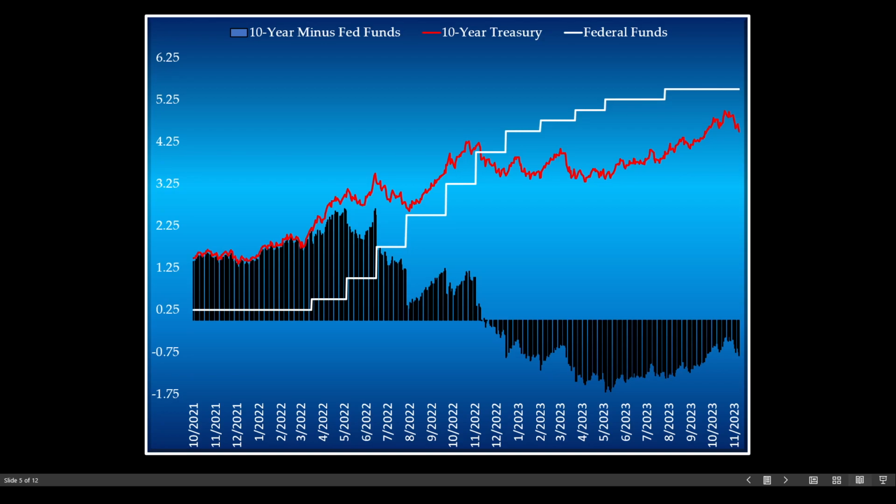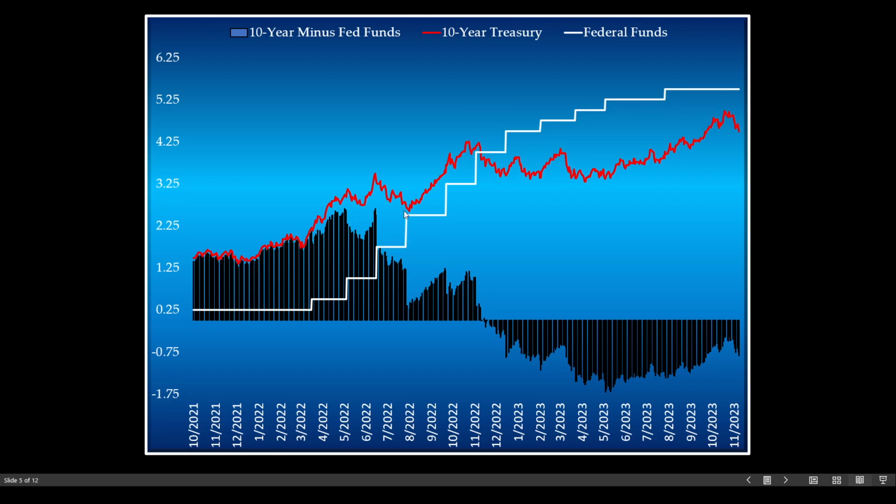The red line is the 10-year US Treasury bond. These are the yields, of course. The white line is federal funds rate, interest rates. And the black histogram bars at the bottom show us the 10-year minus federal funds. And we can see early '22, the red line, the 10-year US Treasury, was above the white line, the interest rate. So these histogram bars were in positive territory.